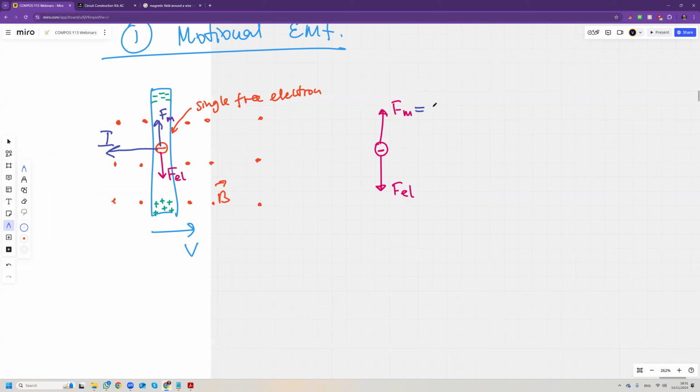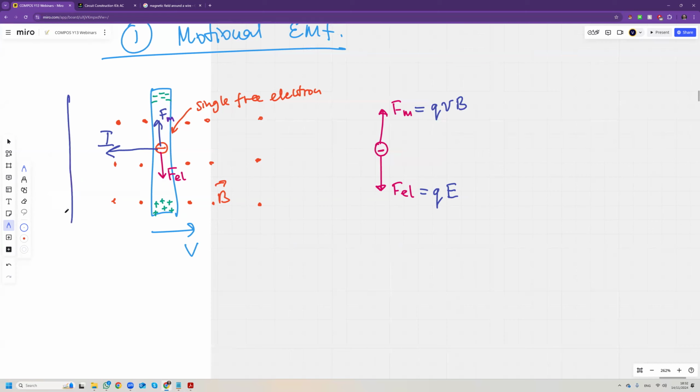The magnetic force is QVB, and the electric force, well, no, they won't be in equilibrium, because if you neutralize them, then there's no electric field to push against the magnetic force, so the magnetic force will push you back up again. So it has to be in equilibrium because the magnetic force is balanced by the electric force, and the electric force is Q times E, where E is the electric field inside.